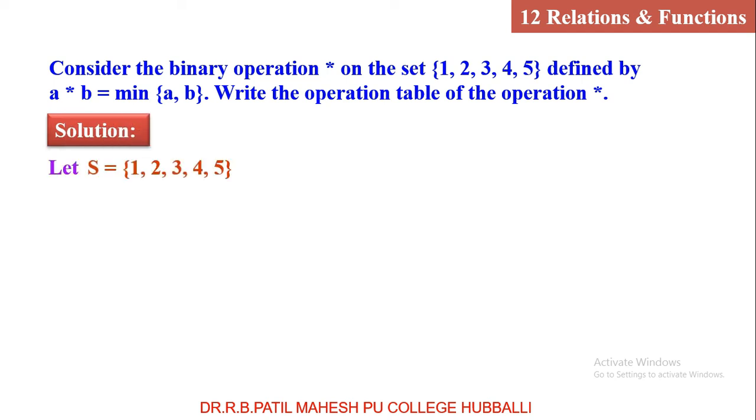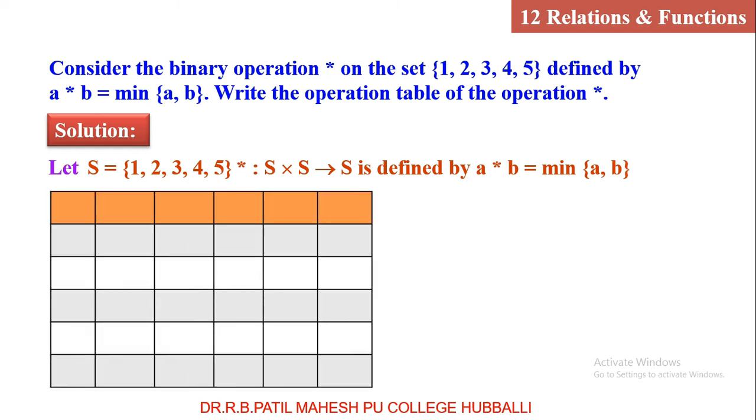First, I will consider the given set as S = {1, 2, 3, 4, 5}. It is a given set. And the star is an operation from S cross S to S defined by A star B equals the minimum value between A and B. Now I will form a table. You can observe the star elements are 1, 2, 3, 4, 5. Here also 1, 2, 3, 4, 5 I will write.